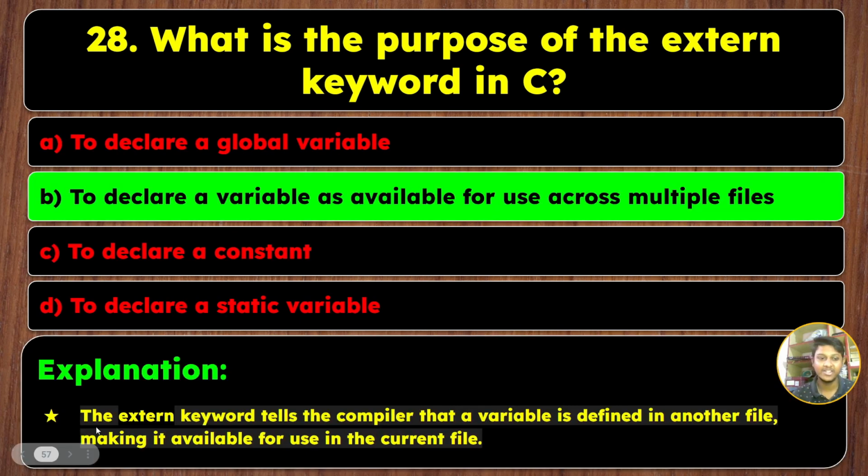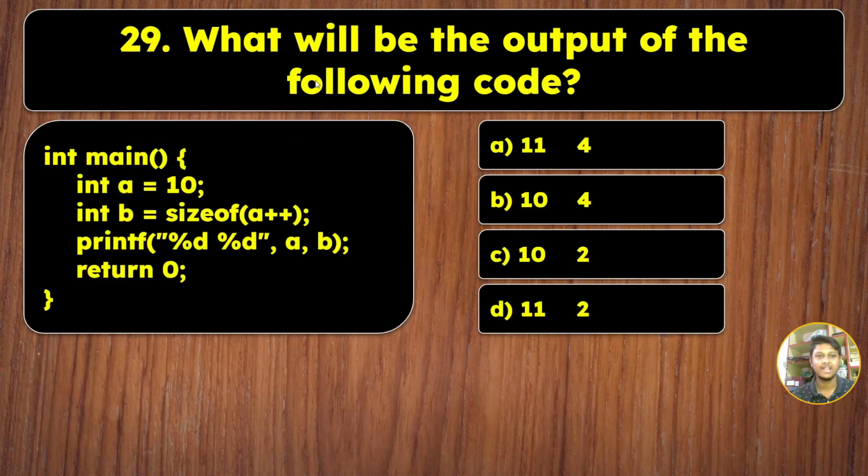As you can read in the explanation, the extern keyword tells the compiler that the variable is defined in another file, making it available for use in the current file. So in order to use a particular variable which is present in another file, you have to use the extern keyword in C.